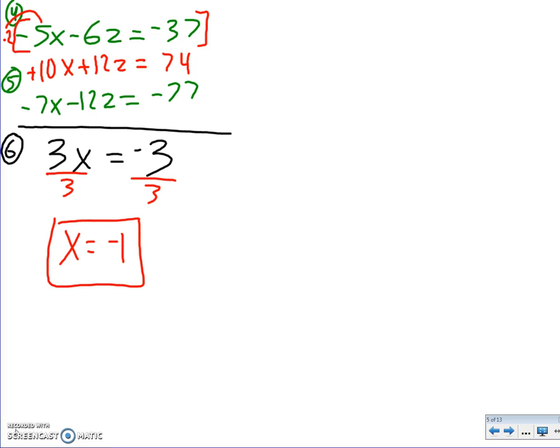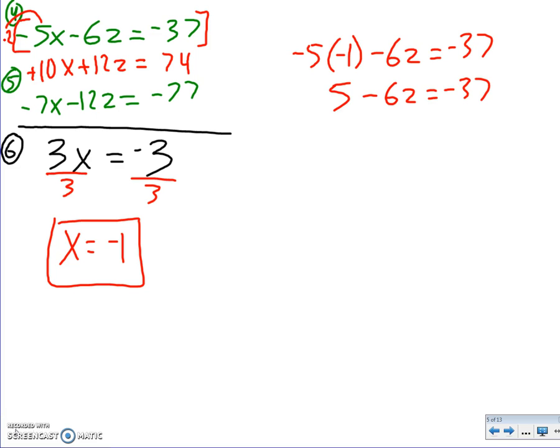I have one of 3 letters. Now to find the second letter, you go back to equation 4 or 5, your choice. I'm going to use equation 4 because that's smaller numbers. So negative 5 times x, which is negative 1, minus 6z equals negative 37. Algebra, so it's 5 minus 6z equals negative 37. Going to subtract 5 from both sides. Negative 6z equals negative 42. Divided by negative 6, I get z equals positive 7.